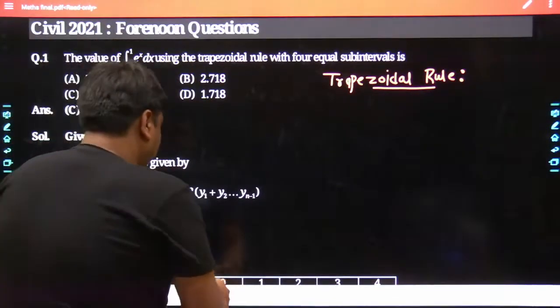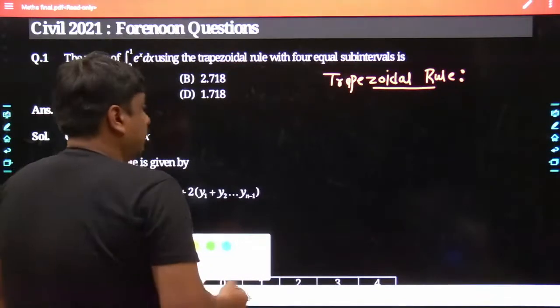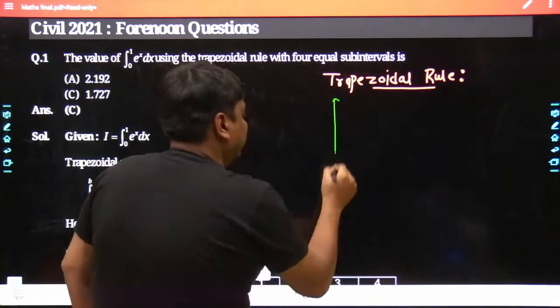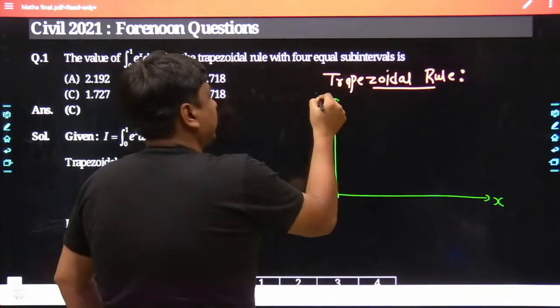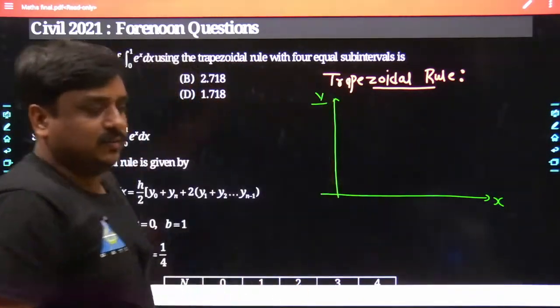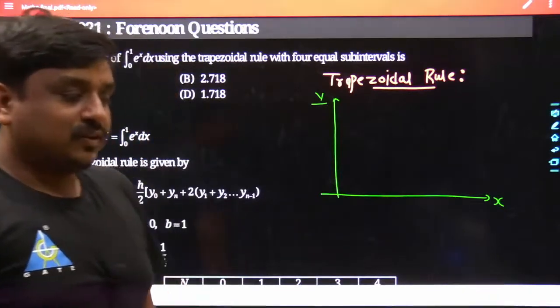So what I would be doing at the very beginning, let me take an xy plane. Here goes the y-axis, here comes the x-axis. Here it is x-axis, here it is y-axis. Yes, and how does e to the power of x look like?